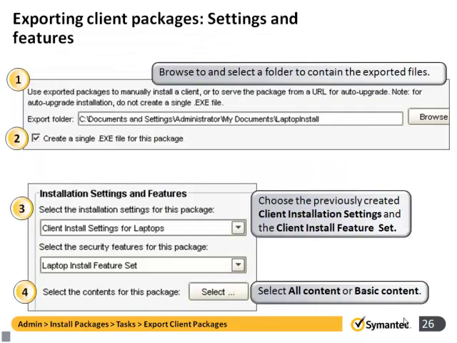Here we can see these in more detail. So the settings and features, we can choose our folder. We can select our type of installation settings. And we can choose our content. Note in step 4, select the content for this package. We can select all content or basic content. If you were to choose the basic content option, the package size would be much smaller, but you would need to update your definitions and signatures later on.